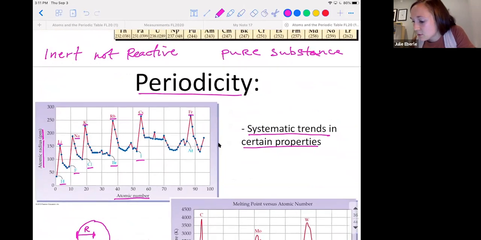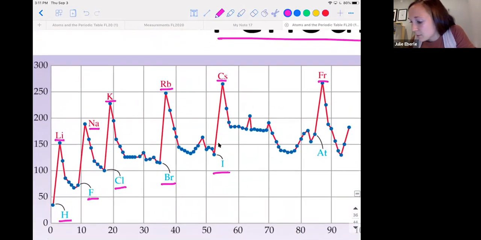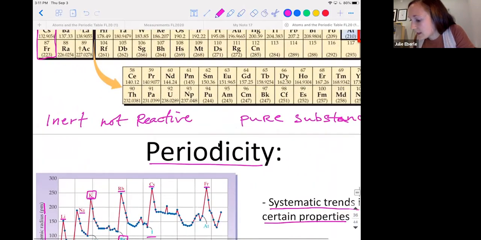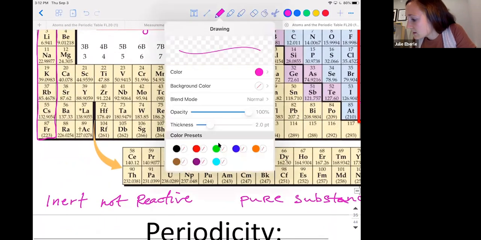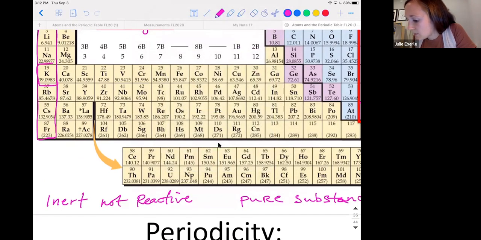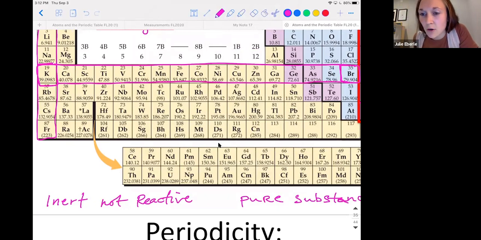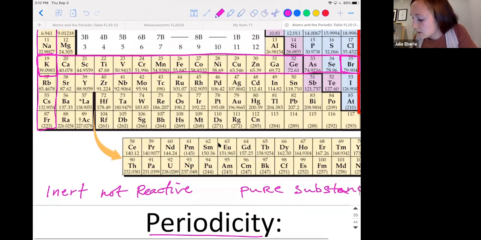Now, if I zoom in, let's just pick a random trend here. Let's start with K, and let's go to Br. K is right here. And Br is right here. The point I'm trying to make is they are in the same row. So we are about to assess how the size of an atom changes as you go across the periodic table from left to right.